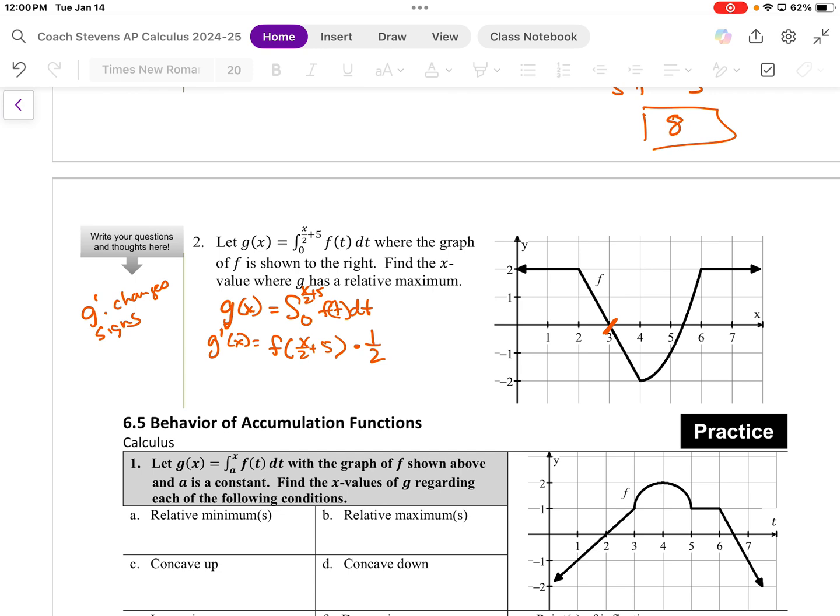So now they say find the x value where g has a relative minimum, or I'm sorry, maximum. Somewhere I saw minimum in that word. Don't know why I saw that in there. Okay. So now what we need to do is we need to say, okay, when is f of x over 2 plus 5 equal to 0? Well, it's equal to 0 at 3. So we want to figure out when x over 2 plus 5 equals 3. And then now we just get to solve.